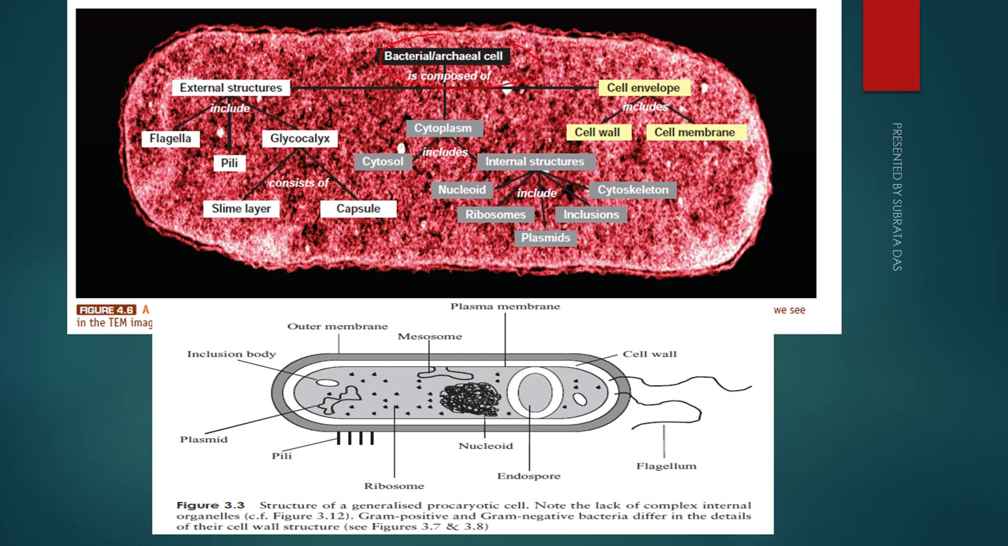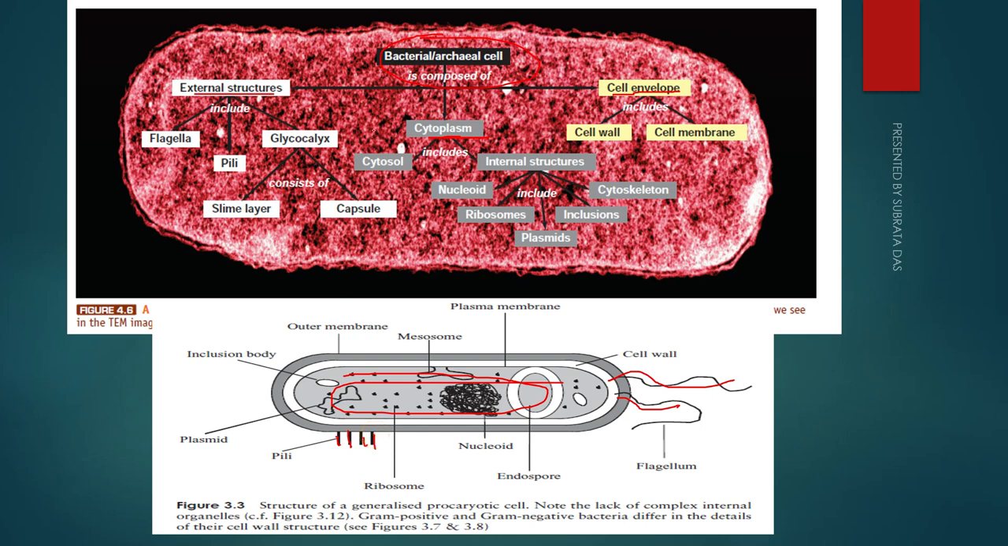A bacterial cell is composed of mainly three components. First is the cytoplasm, that is inside the bacterial cell. Here you can see this is the inside of the bacterial cell, the whole is cytoplasm. Next is the cell envelope that covers the bacterial cytoplasm. And another one is the external structure, that is present on the outer side of the cell envelope, like this flagella or pili structure. These are the external structures of bacteria.